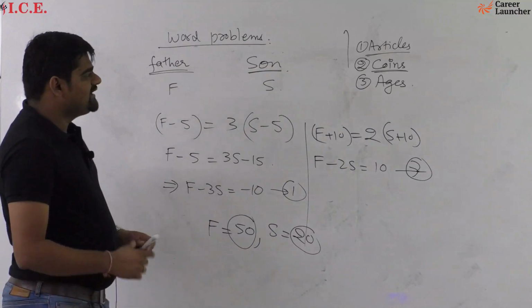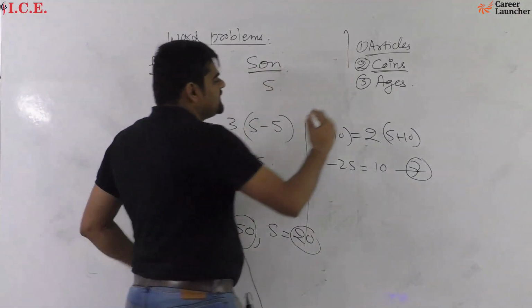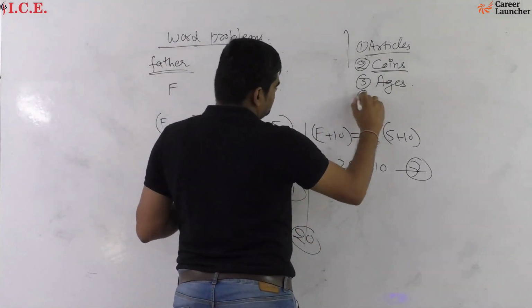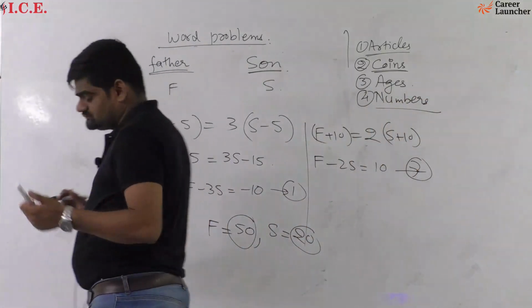Okay, so as I said, problems can be on articles, coins, ages. Then there can be problems which are based on, let's say, numbers. Quickly note down one example of it.